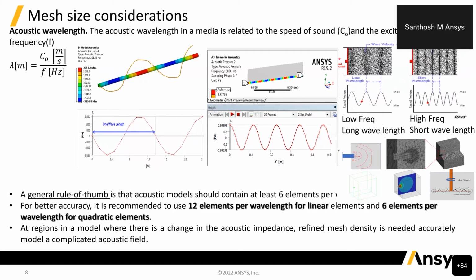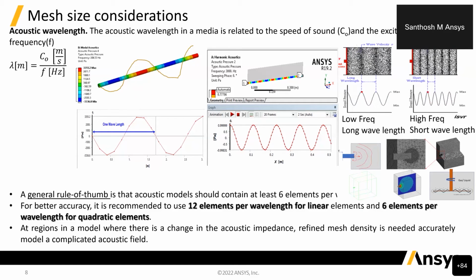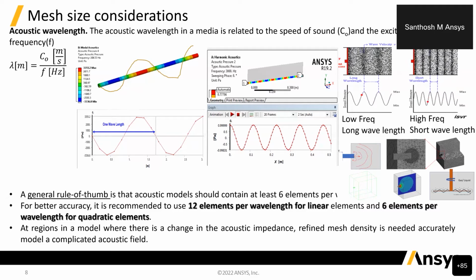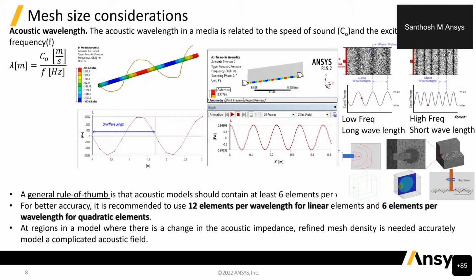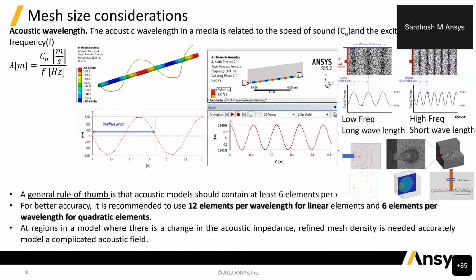As a rule of thumb known in the industry, if we are using linear elements, we need to use 12 elements per wavelength, and for quadratic elements, 6 elements per wavelength. But again, like in structural analysis, if there is a zone where there is a discontinuity of the acoustic impedance, or a sudden change in the flow behavior, then we need to use a refined mesh around that region to capture the complex acoustic field finely.